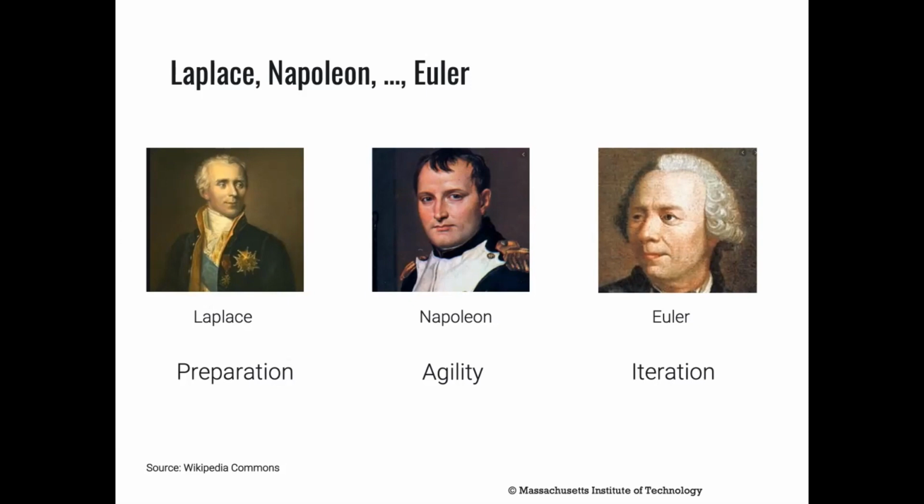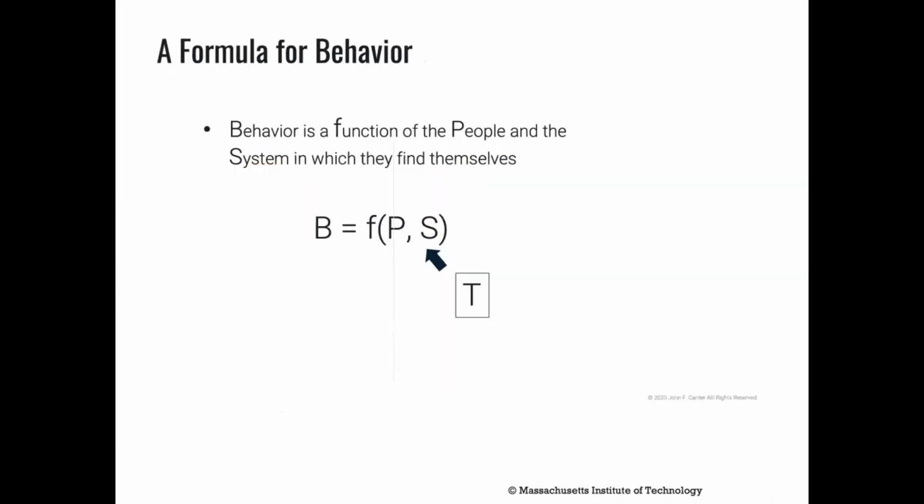And finally, Euler comes into the picture, because whenever we prepare and then act, we're always going to have some deviation. That's negative feedback. When we have negative feedback, we make an iteration, which is exactly what Euler's method did, and leads us to this classic quote from Laplace: read Euler, he is the master of us all.